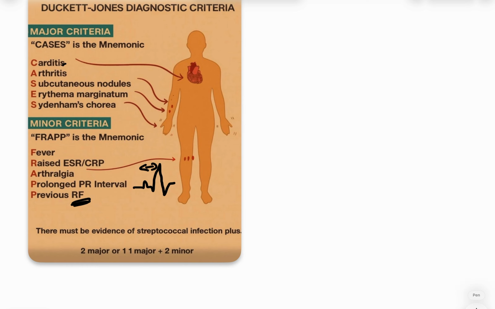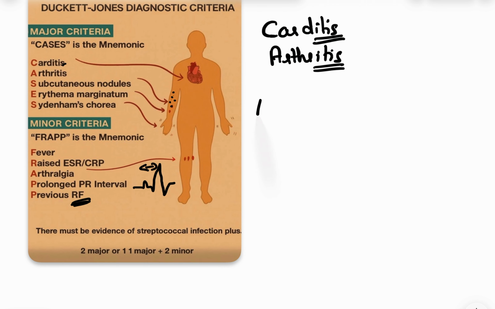So the Jones criteria is used for the assessment of rheumatic heart disease or rheumatic fever, and among the major criteria, the first one is carditis, then arthritis. Itis means inflammation. So carditis is inflammation of the cardiac wall or the cardiac muscles. Arthritis is inflammation of the joints. And then we studied the subcutaneous nodules, where the subcutaneous tissue of the patient will end up with nodules. And then we studied erythema marginatum.